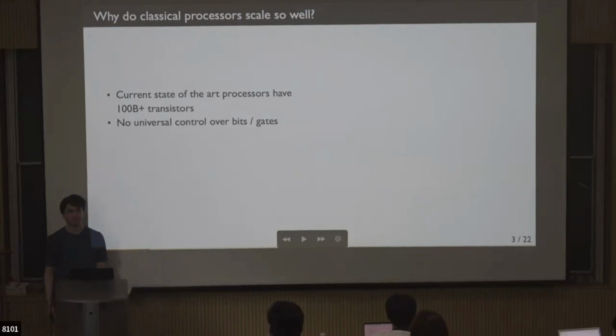Okay, so classical processors scale really, really well, right? A typical state-of-the-art classical processor has something like 100 billion plus transistors, where here maybe we should think of transistors as the analog of qubits. And something to note is that you do not have universal control over your individual bits or your gates. It's not like you have operations that you're just applying to your bits.